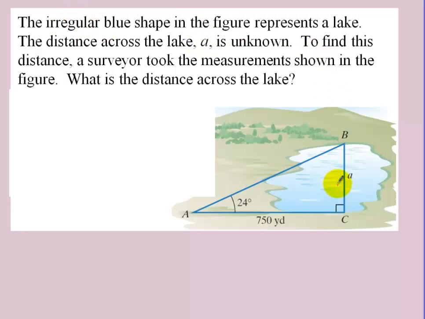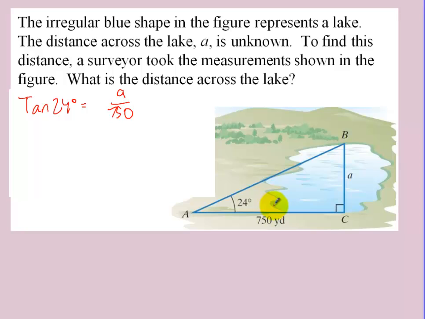So if we wanted to use a real world problem, the irregular blue shape in the figure represents a lake. The distance across the lake, A, is unknown. To find the distance, the surveyor must take measurements from the figure. What is the distance across the lake? We have an angle of 24 degrees and you're forming a right triangle. So tangent of 24 degrees is going to equal A over 750.